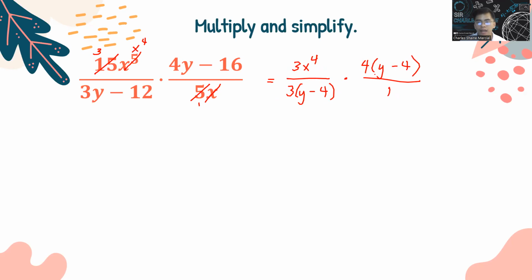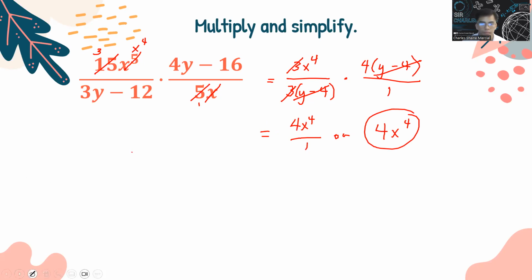Okay, next, cancel the common factors from numerator and denominator. We have y minus 4, cancel na yung dalawa. And also, pwede rin nating i-cancel itong nandito sa numerator and denominator na 3. And yung natitira na lang is 4x raised to 4 over 1 or 4x raised to 4 na lang. So this is the final answer. Okay, so I hope you get the point on how to multiply rational expression.